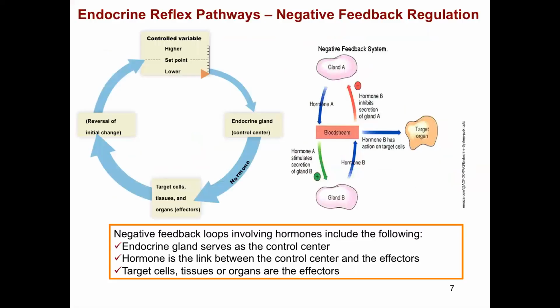Now, the classic way in which hormones work is through negative feedback. And we talked about that before. So the point here is just to remind you of this, right? If you have a lowering or a raising of your set point, the body is going to stimulate an endocrine gland to mitigate a response on a target tissue to reverse that change and get you back to a set point.